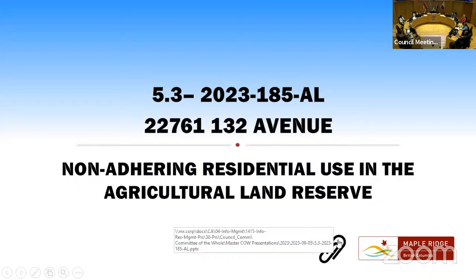Item 5.3, 2023-185 AL. It's for 22761 132nd Avenue, and it's regarding a non-adhering residential use in the agricultural land reserve. And staff are present to present the application.